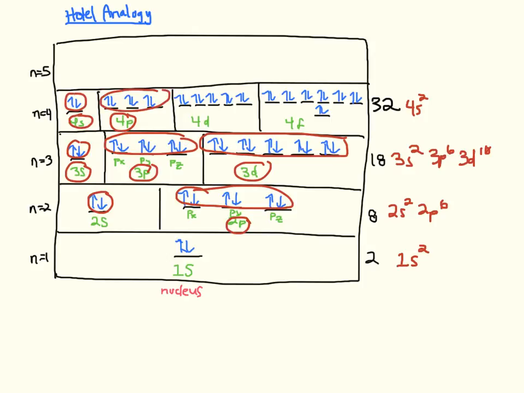The 4p has 6 electrons in it. The 4d has 10 electrons in it. And the 4f has 14 electrons in it.